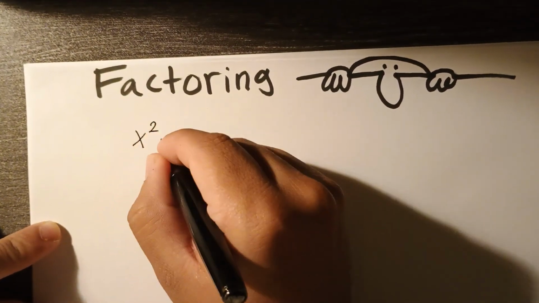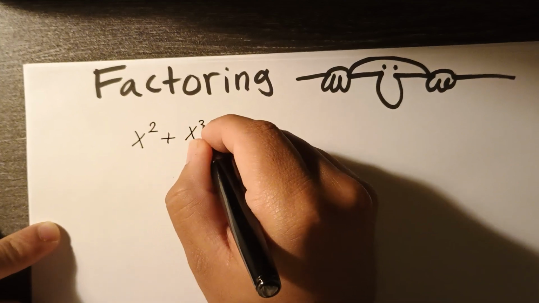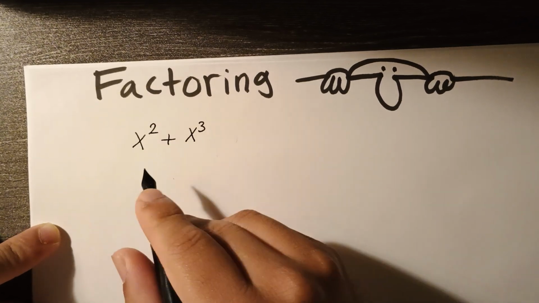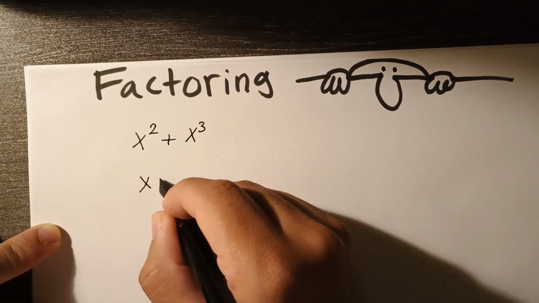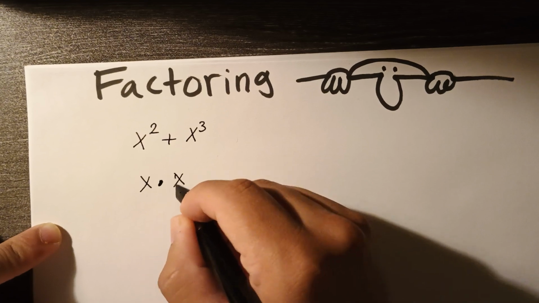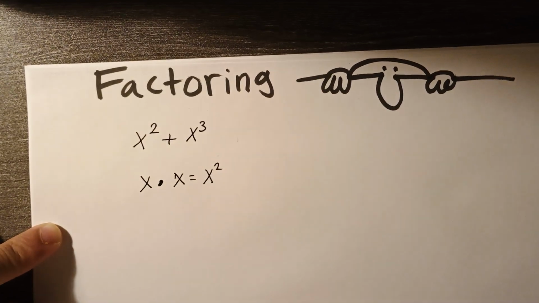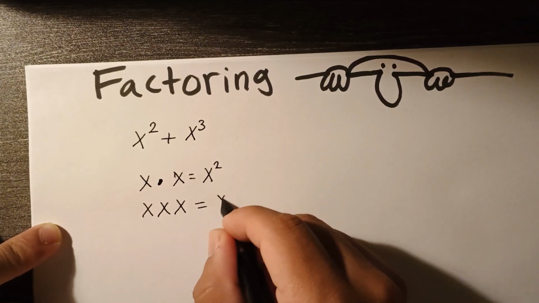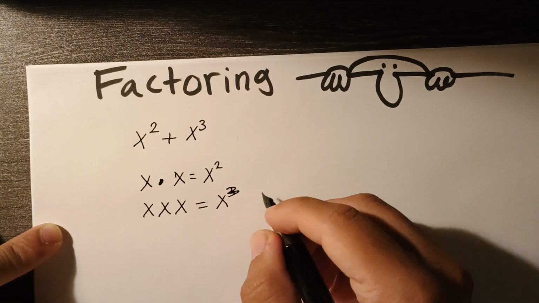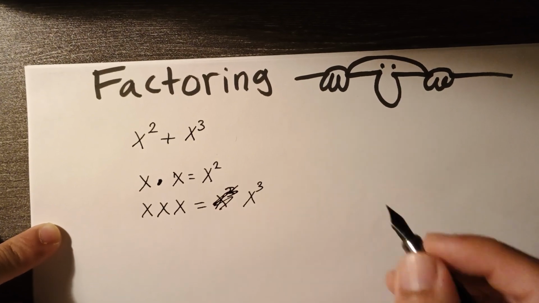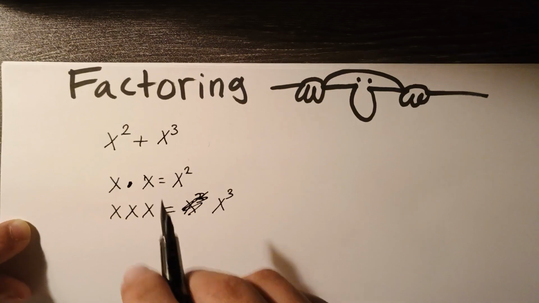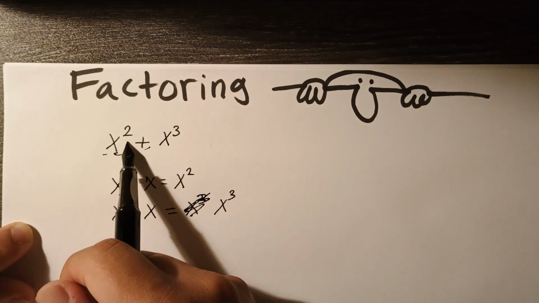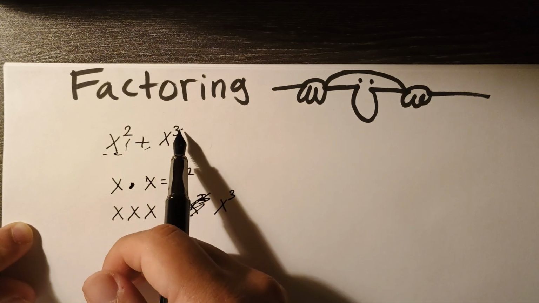So if we had x squared plus x cubed, and let's say I want to factor this. Hopefully you know that an x times an x is an x squared, right? And then x times x times x is x cubed, right? So basically we're going to look at both of these. This is an x squared and this is an x cubed.